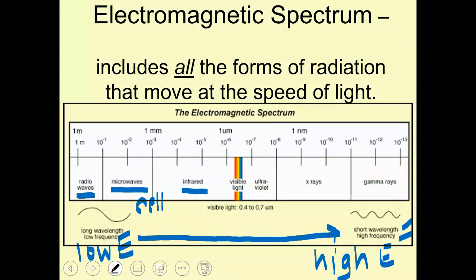Then you get to infrared. This is like waves that start to make your skin feel kind of warm. Like if you've ever had a heat lamp or you go out in the sun, these are the waves given off by the sun that make you warm.